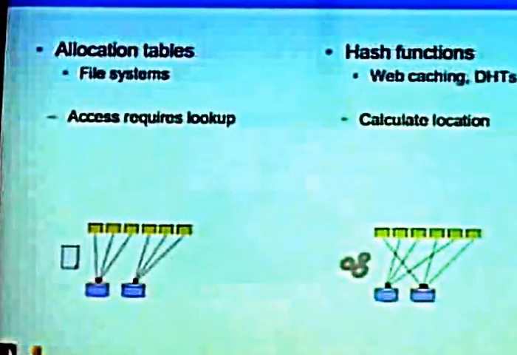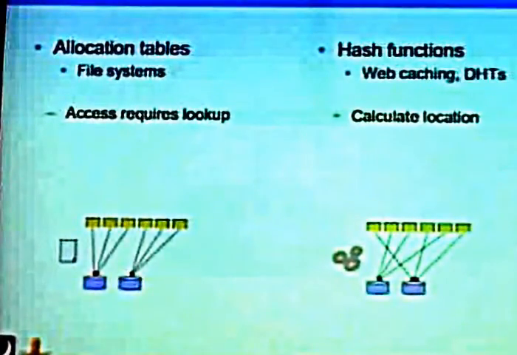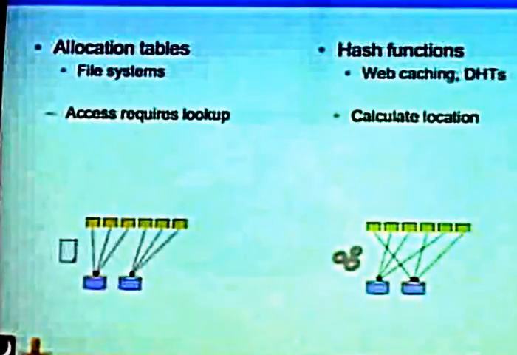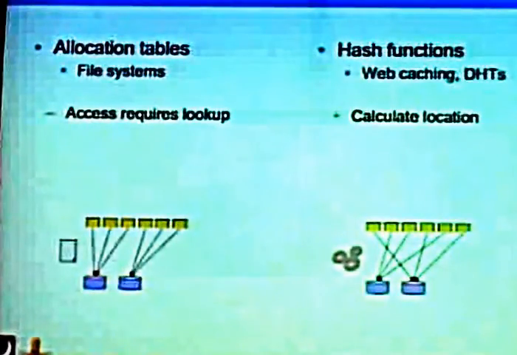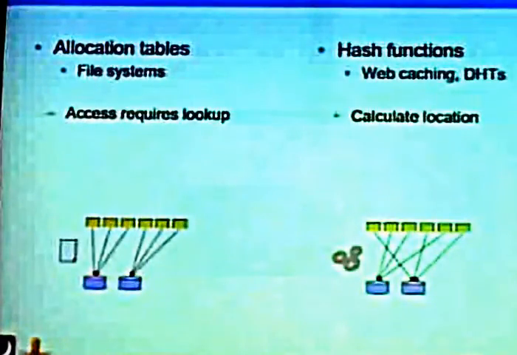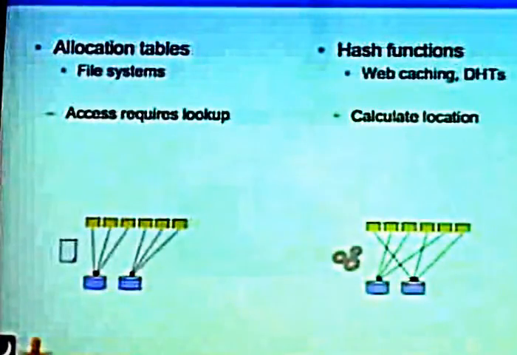From a high level, two approaches to data placement are allocation tables, typically used by file systems, and hash functions, which are used by distributed hash tables and other distributed systems. Allocation tables have the advantage of simplicity. We just have a table full of all the objects and their locations on disk. So if you want to read some piece of data, you look it up by name in the table, find out where it's stored, then go to that place and get the data that you need.